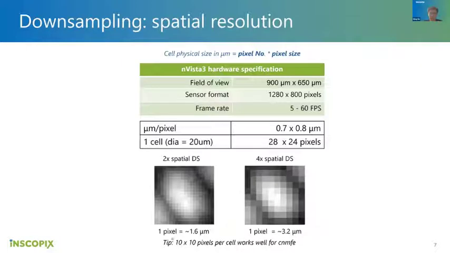And from my experience for CNMF-E, to finish each analysis within a reasonable amount of time, I typically use 4x downsampling, which is about 10 pixels in diameter.